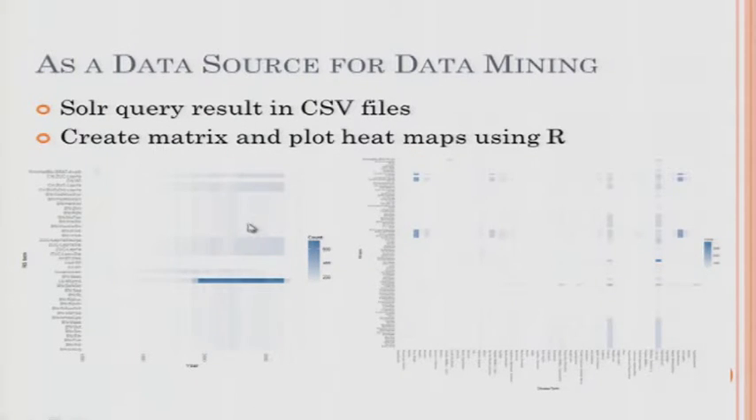So this is an example. We use this dataset as a source for data mining. On the left side is a heat map. The y-axis is the rat strains, and the x-axis is years. So we can see the trend of using rat strains over different years. And the second heat map is rat strain against clinical measurement. So we can see what rat strains have been used for what kind of research work.